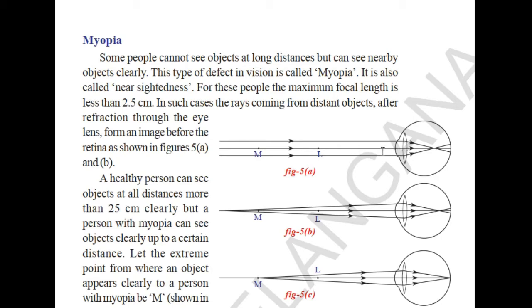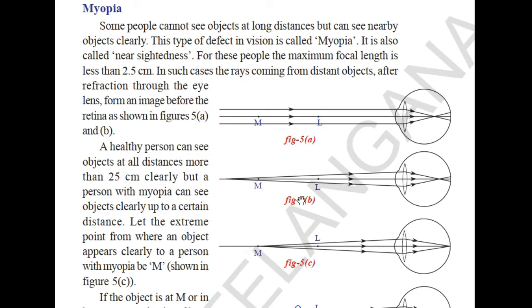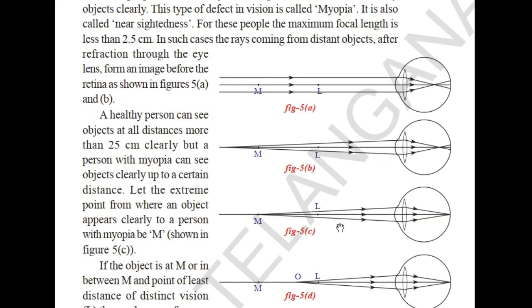But in such case, when the rays are coming from a far distance, after the refraction of the eye lens, all the rays get converged before the retina, as you can see in this figure 5a. You have to write this one. So a healthy person can see the object at more than 25 centimeter clearly, but a person with myopia can see the object very clearly up to a certain distance. Okay, so let me denote some distance as m.